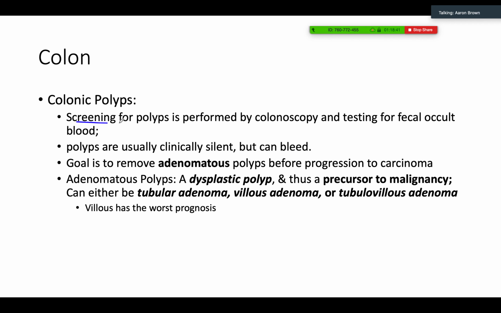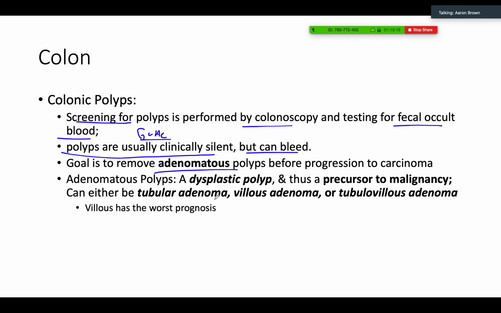So, screening for polyps is performed by colonoscopy. We also do a test for fecal occult blood, and you'll also hear that called guaiac. Stool guaiac. Guaiac means digested blood, essentially, and so that's another way we can test for blood in the stool. If we don't see bright red blood, but we think it's there, that's how we test for it. Polyps are usually clinically silent, but they can bleed. And so the goal of a colonoscopy is to remove any adenomatous polyps before they turn into cancer.